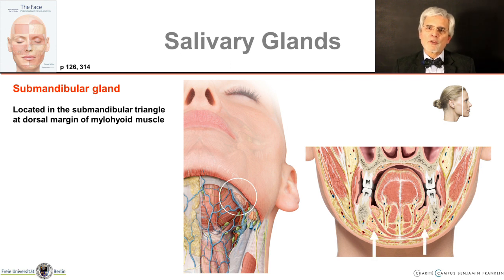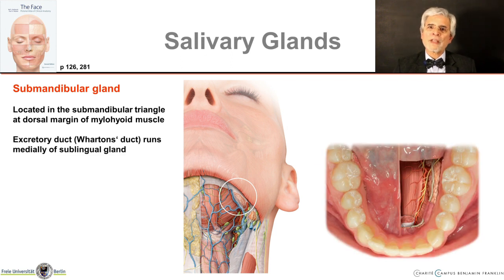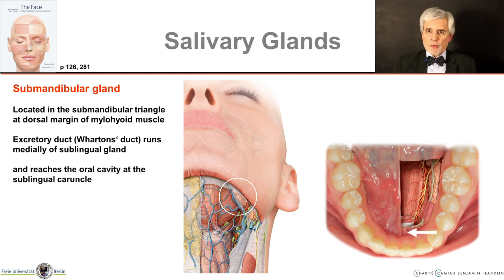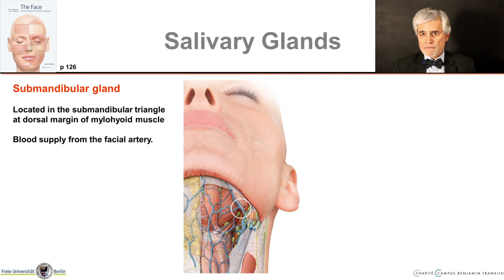One part underneath of the mylohyoid muscle and the other part above. And the excretory duct extends even further anteriorly under the mucosa of the floor of the mouth, above the mylohyoid muscle and medially from the sublingual gland. The excretory duct is also called Wharton's duct. It then has its opening to the oral cavity at the sublingual caruncle. The blood supply comes from the facial artery.